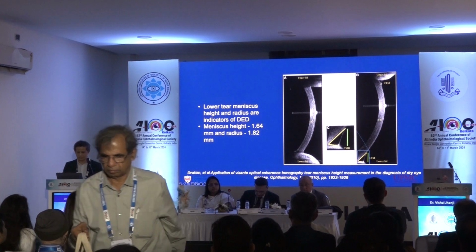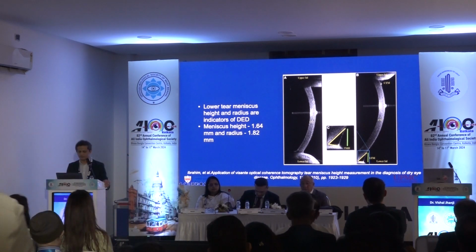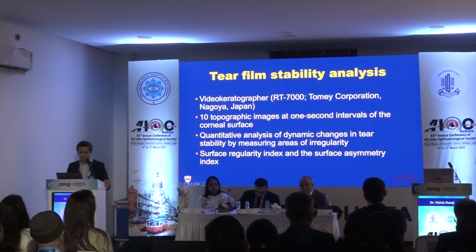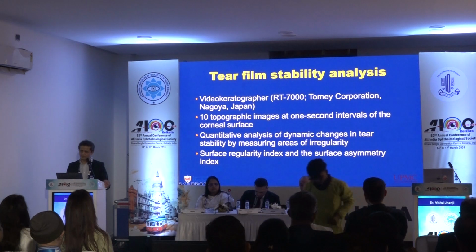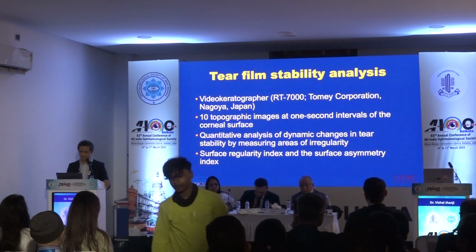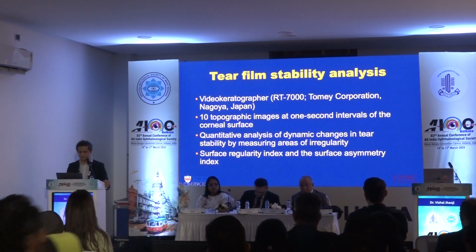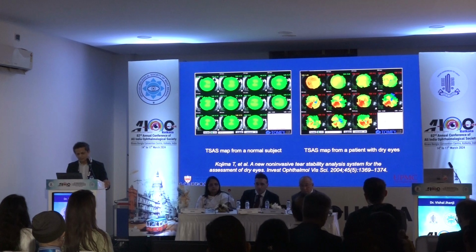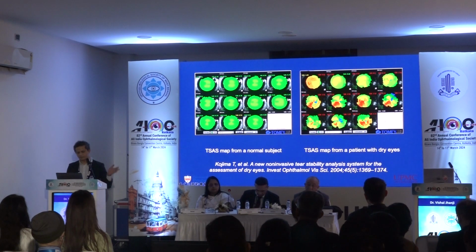Again, a picture showing how you can actually look at the lower tear meniscus and look at the height and the radii in different patients' eyes. The TSAS, or tear film stability analysis, we still have this old-fashioned machine, which is actually very useful and quick, gives you 10 topographic images at 1 second intervals. Again, a very easy device to use when you look at the images.